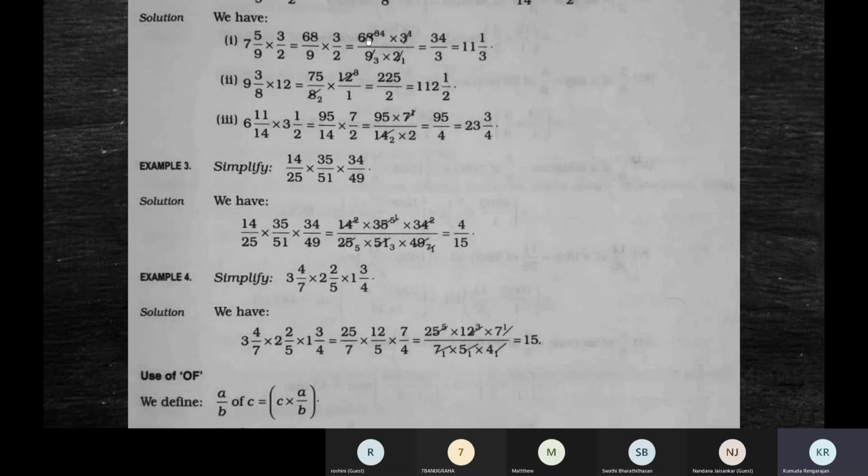Take up 68. Strike out 68. And what should you write? What is 68 divided by 2? 34. Write that. Whatever number remains, you must just multiply the numbers in the numerator, the numbers in the denominator, and write it out.